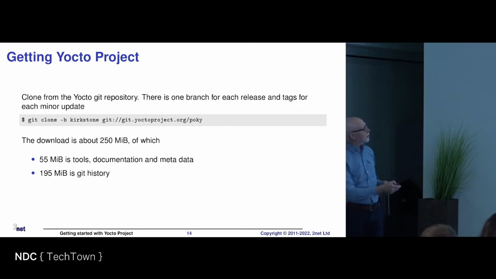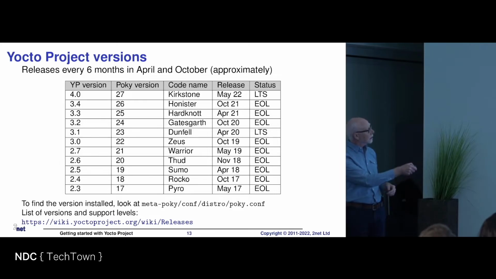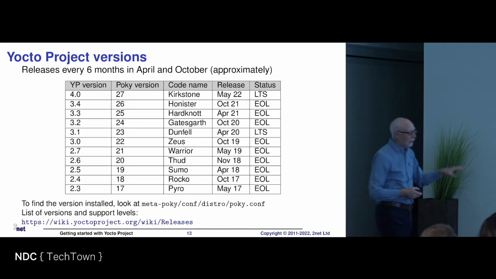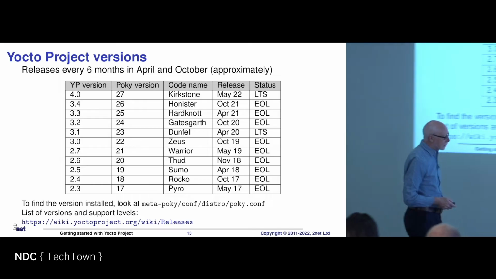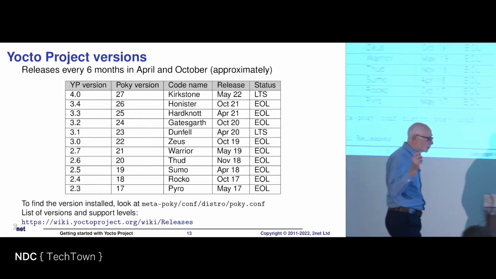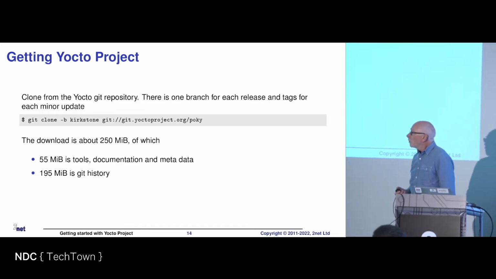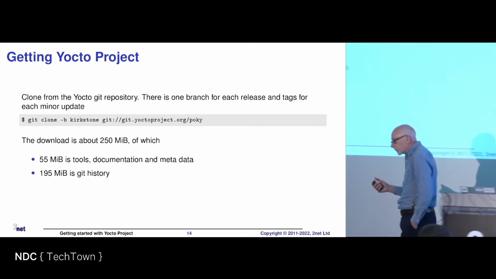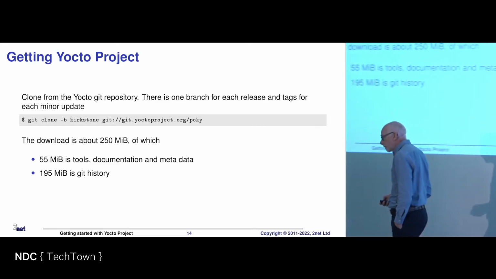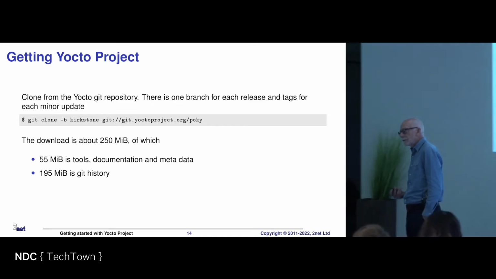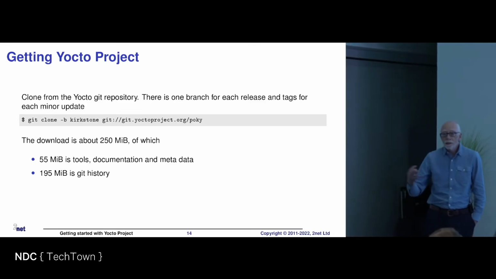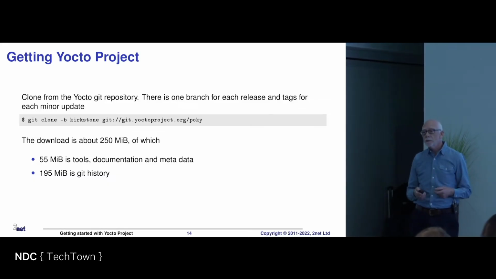Notice the versions are given using code names such as Kirkstone, not the version numbers. I find this kind of annoying because it means I've got to remember both the version numbers and the code names and remember which one is which. Anyhow, I do a git clone -b kirkstone, which is the latest version, and I get about 250 megabytes in the Git repository, of which 55 megabytes is actual code, and the rest is just the Git history. So Yocto is actually quite small. That's because it doesn't contain any source code. It just contains the metadata, the rules on how to build source code.